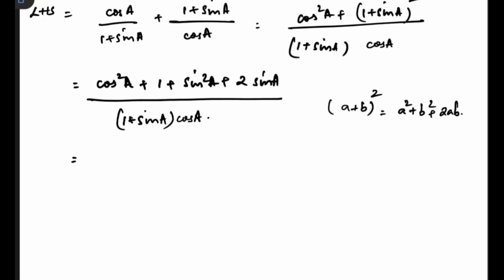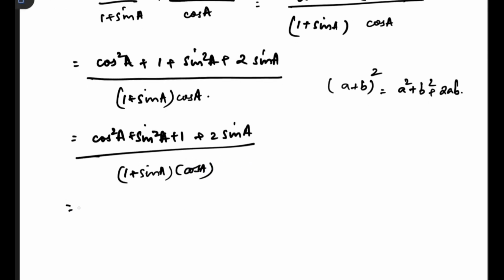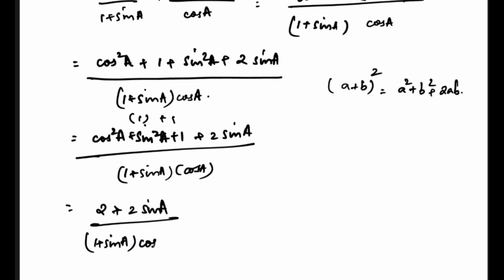Now, we know sin square A plus cos square A is equal to 1. So, let us take those terms nearer. Sin square A plus cos square A plus 1 plus 2 sin A divided by 1 plus sin A into cos A. We get 1 plus 1, which gives 2. 2 plus 2 sin A divided by 1 plus sin A into cos A.